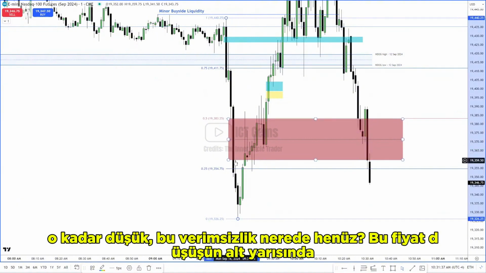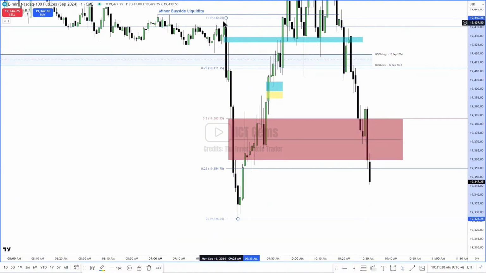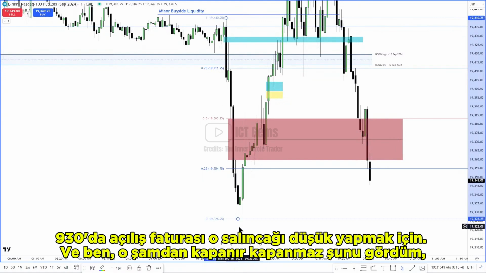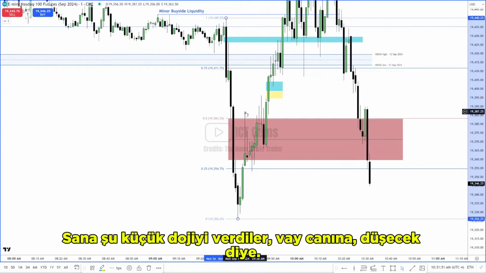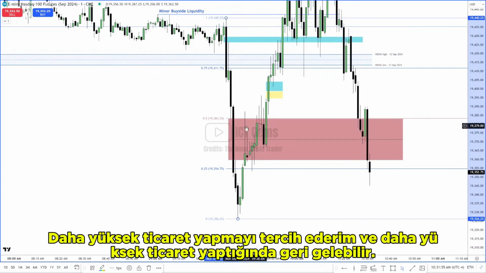It's in the lower half of the price drop from the opening bell at 9:30 to create that swing low. And I saw that as soon as that candlestick closed and this one started trading. I said, okay, this one here is fake. And they rally it up into that, and they give you these little dojis and make you think, wow, it's going to drop. And I told you, nope, it's not going to drop.